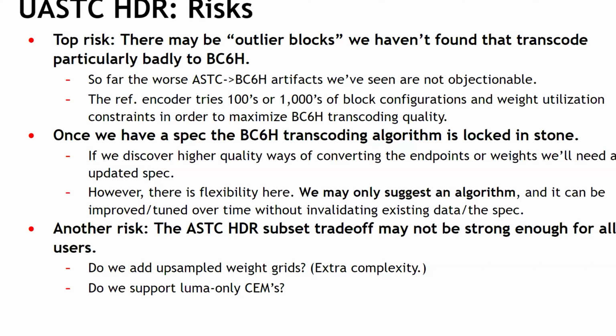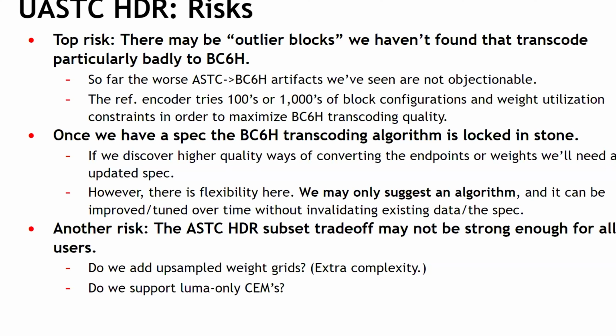And so that's what we've been intensely working on, to make sure that these outlier blocks are either as few as possible or there aren't any. So once we have a spec, and this is up in the air, I think it's fairly easy to define the subset, because we're just going to refer to Khronos's ASTC spec and then say, okay, you can only use X, Y, Z, and W, and you can't use these other things. That's easy. However, do we spec the transcoding algorithm?